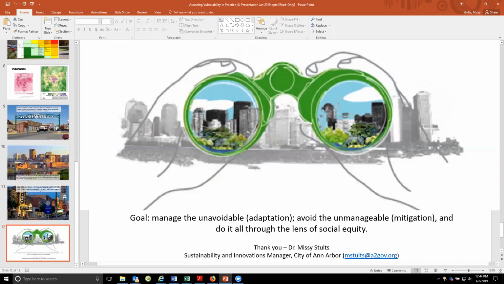So in closing, I just wanted to say, really what motivates me in this space is thinking about how we manage the unavoidable through adapting, right? Because climate change is here now. How we avoid the unmanageable through mitigation, because we can't stop mitigating. At some point, the impacts become so dire that we would suffer. And that how we do all of that through the lens of social equity, making sure we put people front and center in the work that we do.